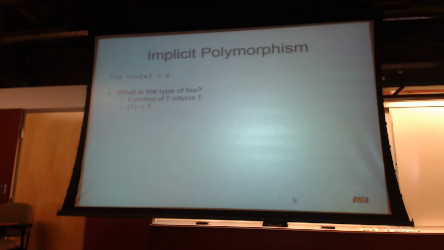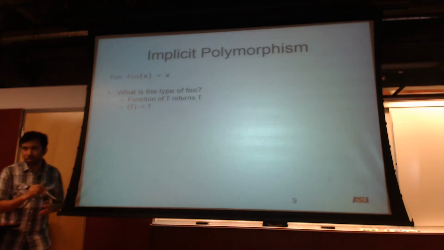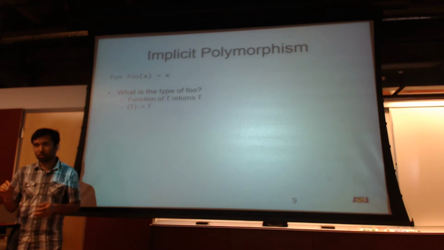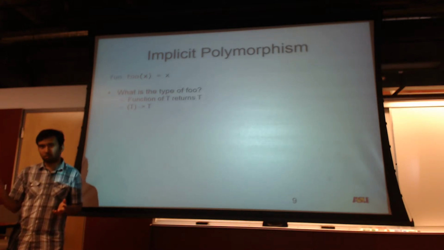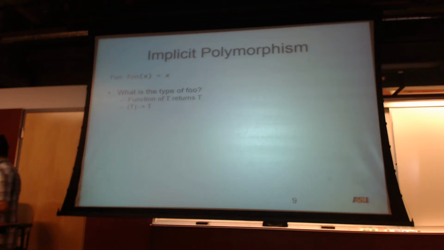And this we can denote like this: within parentheses, capital T, then right arrow, capital T. The right arrow is the return type. The right arrow is what you use to give the return type. So we can represent it as this.